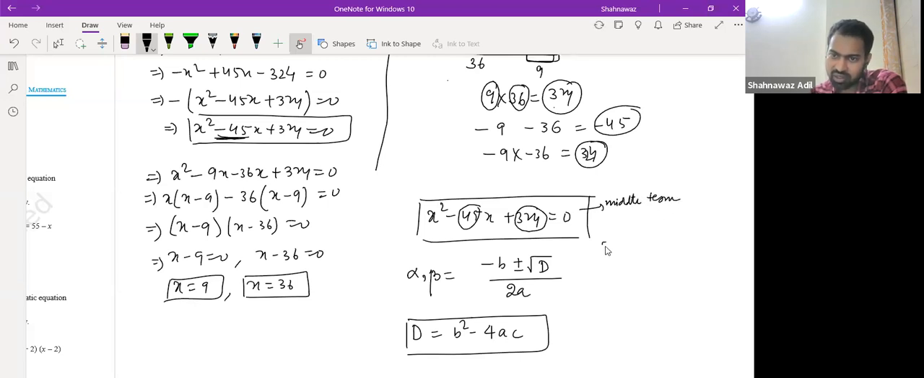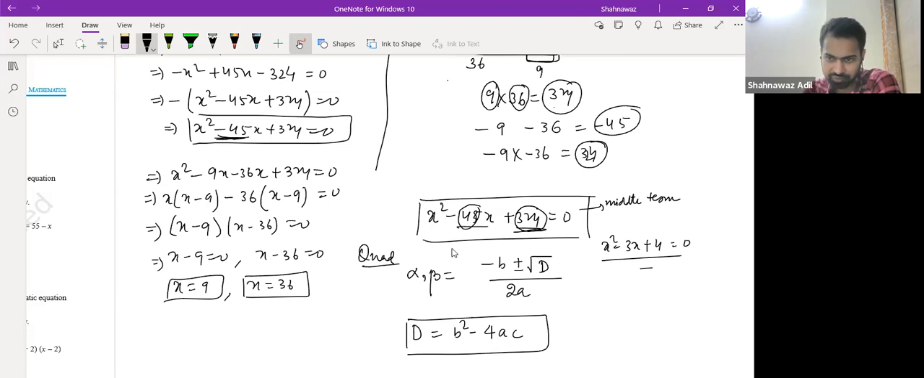Whenever we have, let's say, x square minus 3x plus 4 equals 0, we can use the quadratic method. Whenever we have big numbers, we can use middle term splitting. The quadratic formula will give you the answer directly, while in middle term splitting you need to find the two factors, the combinations. Whenever I see big numbers, I just apply middle term splitting.